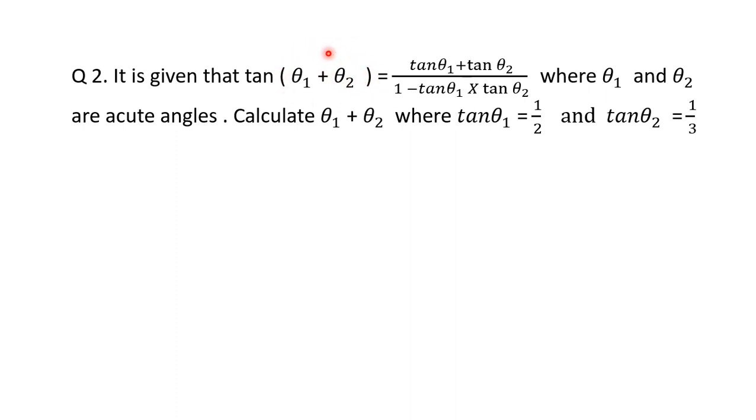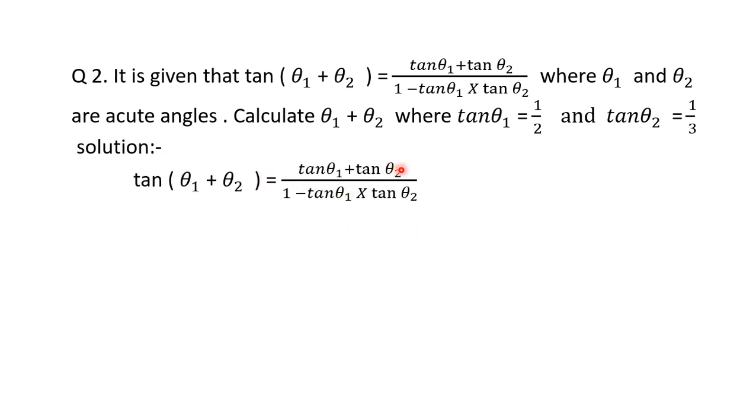These two symbols can be replaced by any variable from a to z or by any other symbols also. So the solution will be the same, only the problem may come with the variables a, b, c, d, or other symbols for the angles. So let's take the problem: given tan of (theta 1 plus theta 2) is equal to (tan theta 1 plus tan theta 2) upon (1 minus tan theta 1 into tan theta 2).